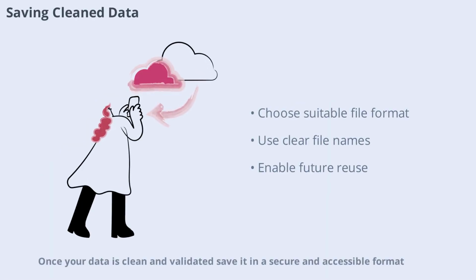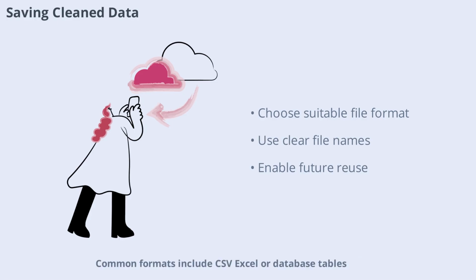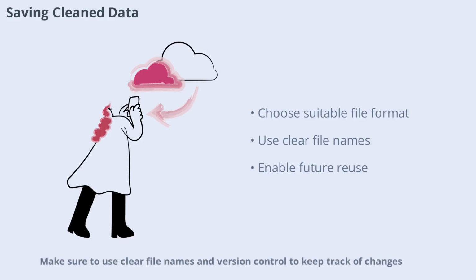Once your data is clean and validated, save it in a secure and accessible format. Common formats include CSV, Excel, or database tables. Make sure to use clear file names and version control to keep track of changes. Saving your clean data ensures you can easily access and reuse it for future analysis or modeling.